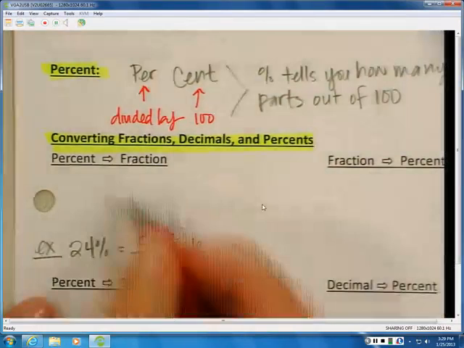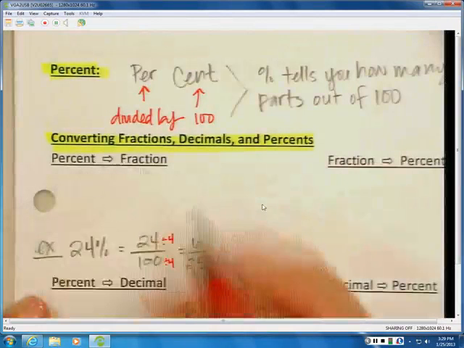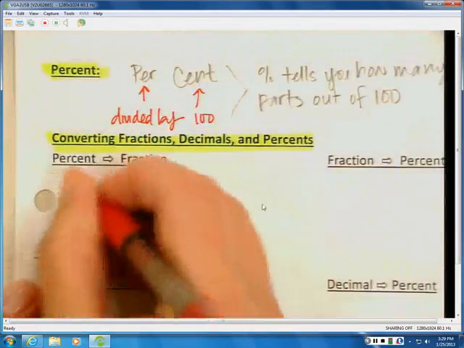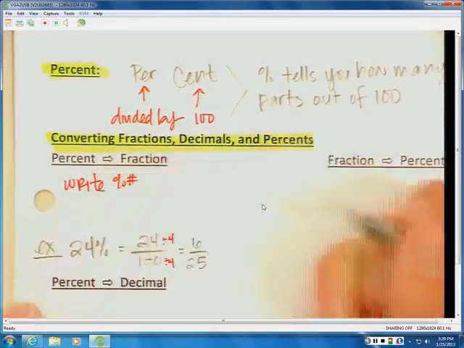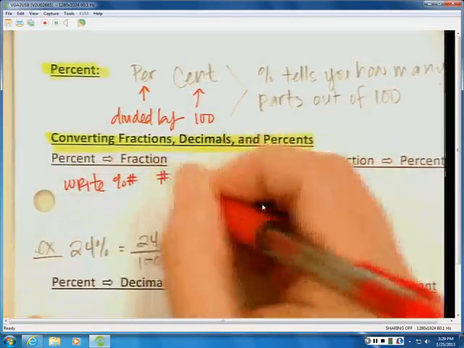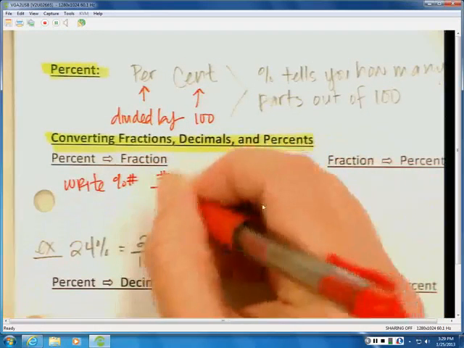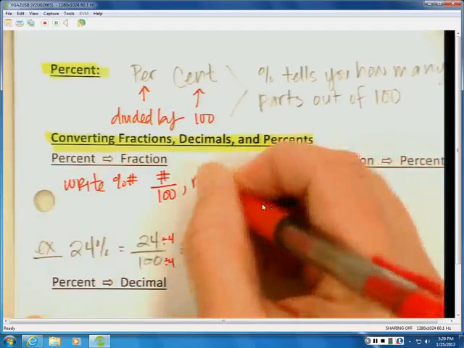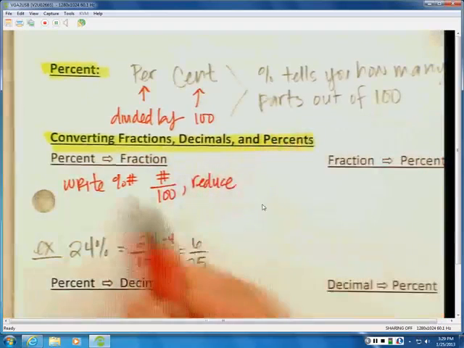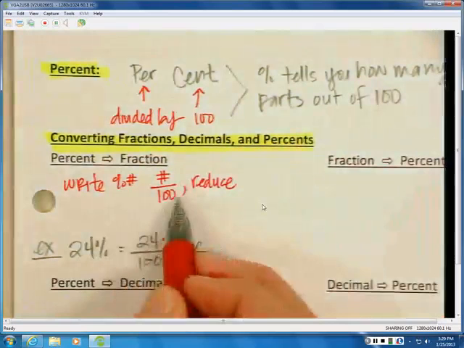So, to recap, percent into a fraction: you're going to write your percent number as a fraction. You're going to write it as that number over 100. And then if you can, you're going to reduce. So whatever number is your percent, you're going to write that number over 100 and reduce.